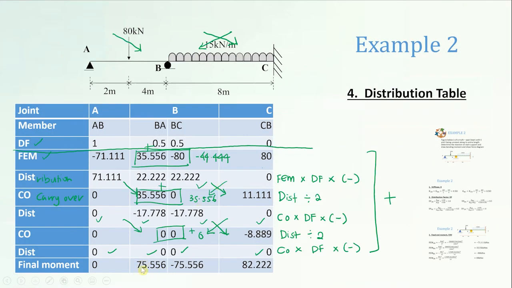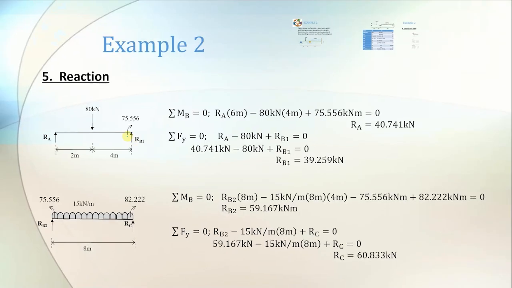This value, don't forget to put inside the calculation for reaction. Okay, because here that you get the value for BA, it is 75.556, which is positive. So positive means that it is clockwise. So that's why here I draw clockwise. 75.556. Okay, to calculate reaction, I take moment at B.